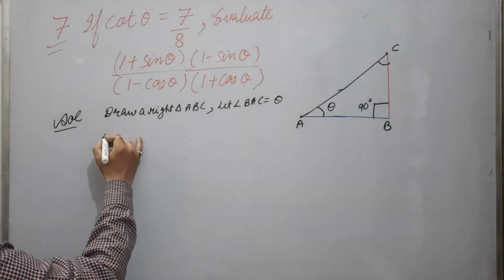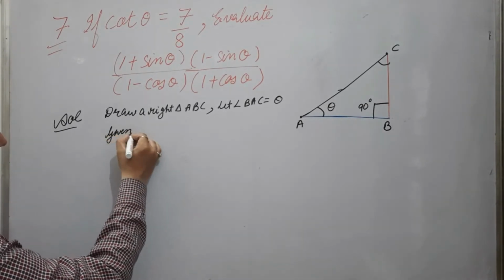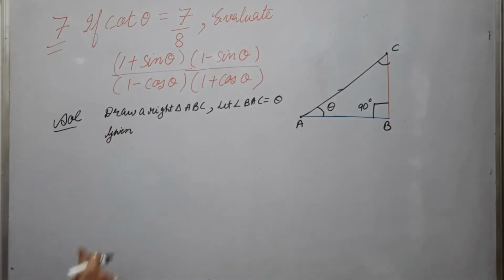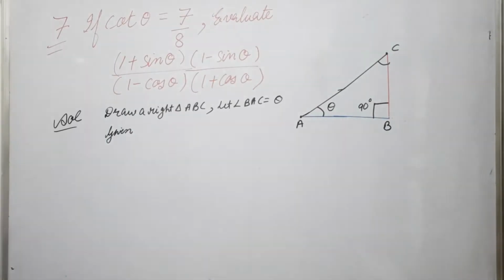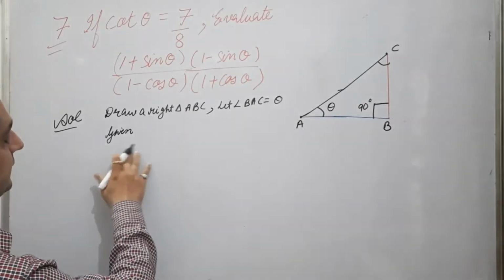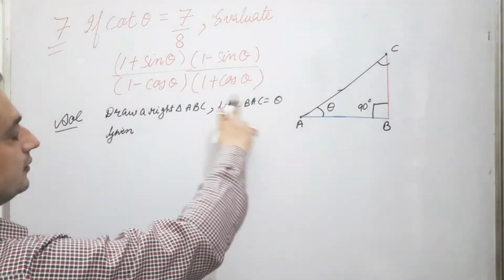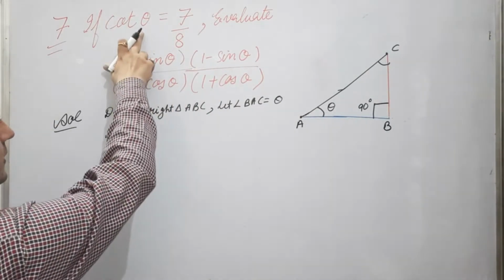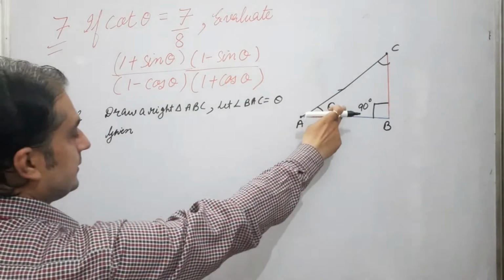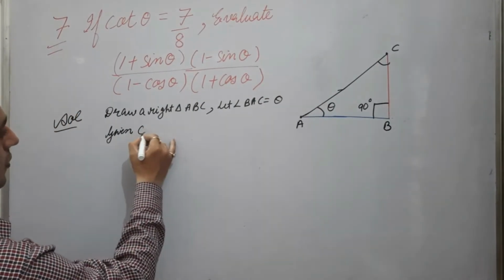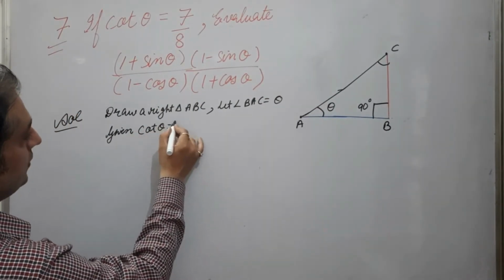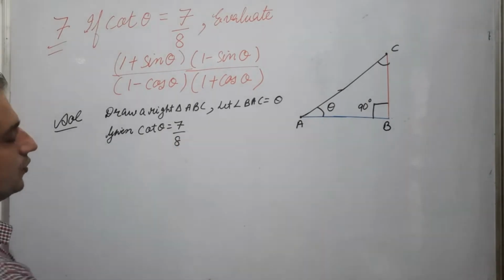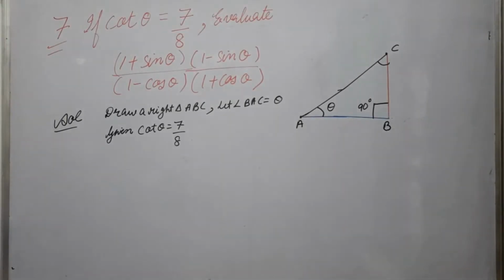Now given is, whenever this T ratio is given, draw the right angle triangle and indicate your angle of reference with the Greek symbol, that is theta. So given cot theta is 7/8. You know cot theta is a reciprocal of tangent.